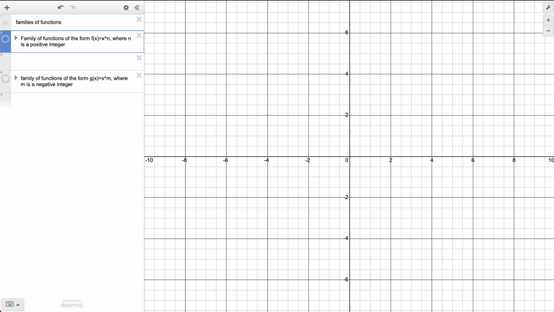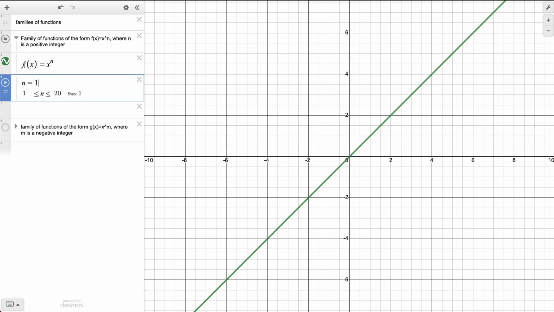Once we're comfortable talking about functions, we can talk about groups of functions that are related to each other in some very specific ways. And sometimes the ways that we relate functions, we talk about families of functions. So as an example, we could talk about the family of functions of the form f of x equals x to the n, where n is a positive integer. And so what this means is, here's a function where it looks like f of x equals x to the n, and that n is allowed to be considered as having different values.